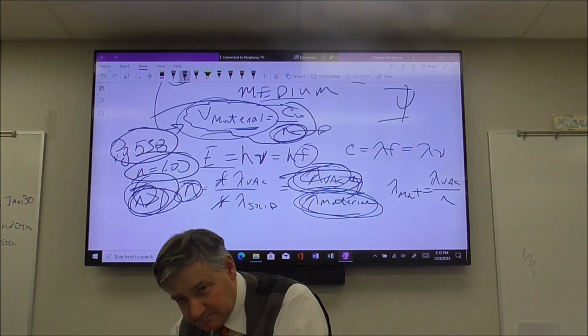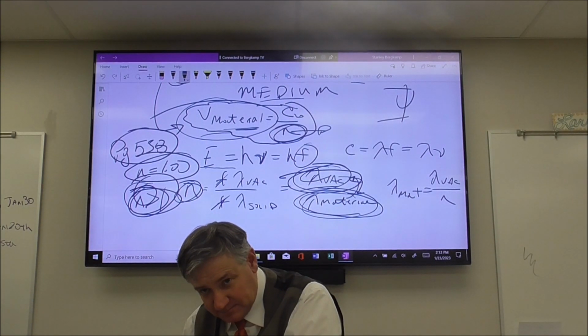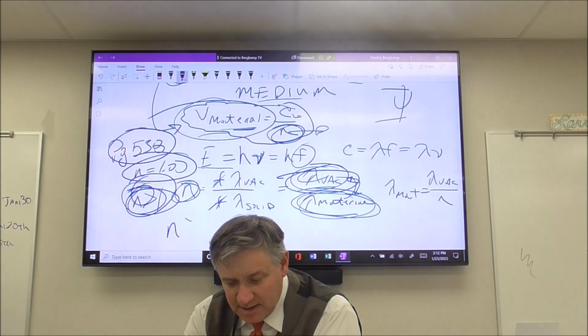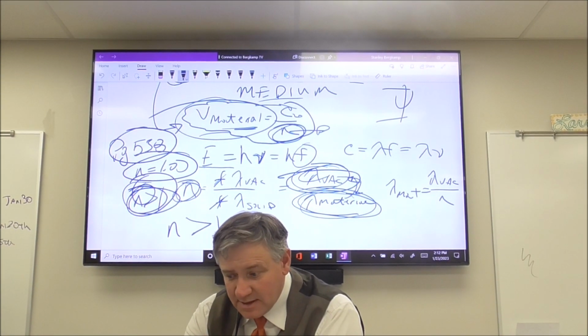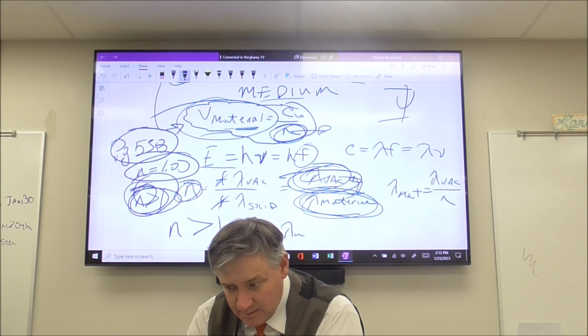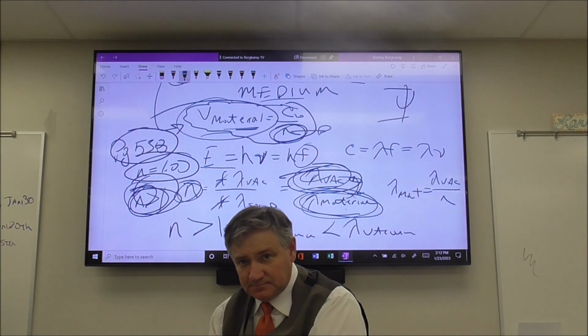And then the wavelength, what about it? We can change the wavelength. Yes. So the only way that you can get an N greater than 1 is if the wavelength in the material is less than the wavelength in a vacuum.